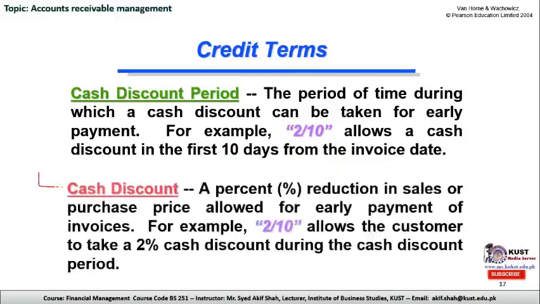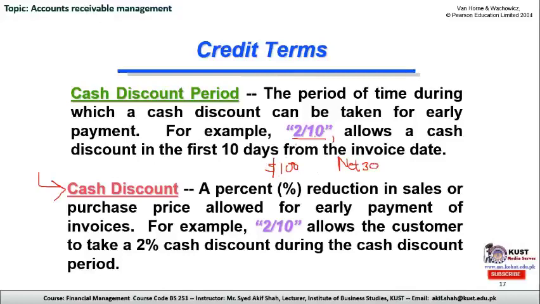And what is a cash discount? A percentage reduction in the sales or purchase price allowed for early payments of invoices. Let's suppose a customer from Basket Wonder has purchased $100 of commodity on the basis of 2/10, net 30. Net 30 means if they are not going to avail this 2% discount, then the maximum time period given to this company is 30 days.